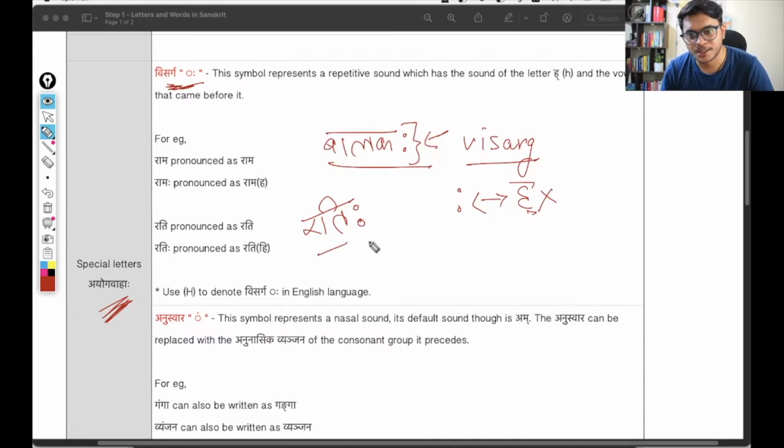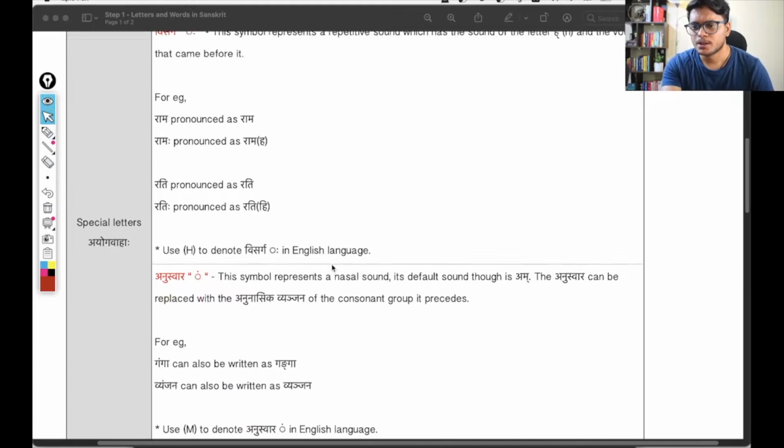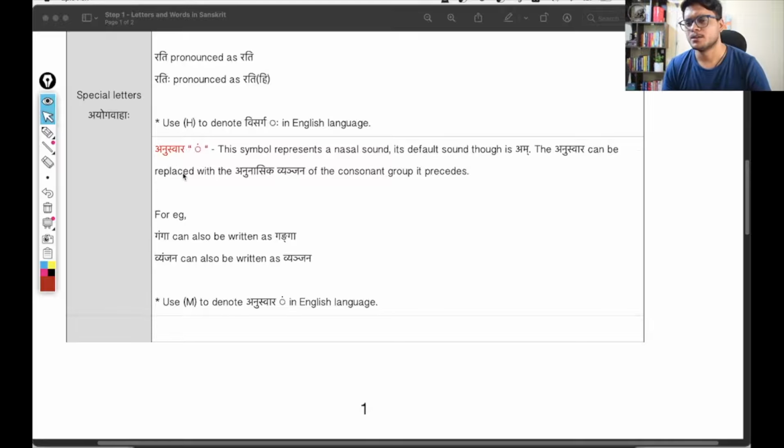So if you are saying rati and you encounter a visarga, you just say ratihi. Just an extra air. Balak, so balakah. Okay. So the visarga is not ha. I just wanted to make this point. So you have visarga, and then you have anuswar. The anuswar is just the dot, the bindu.